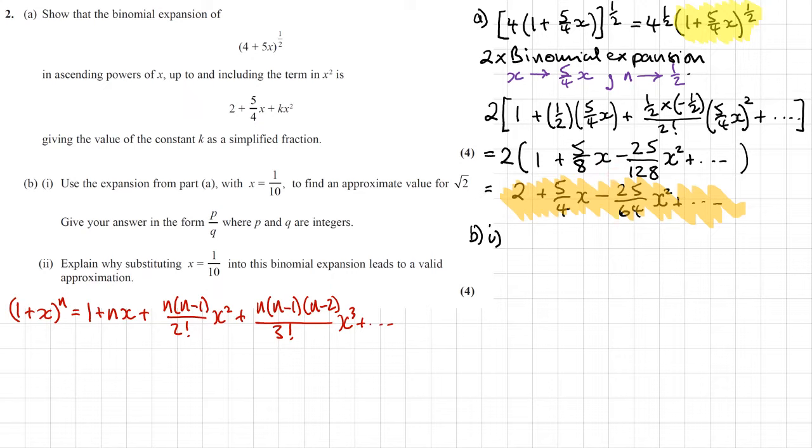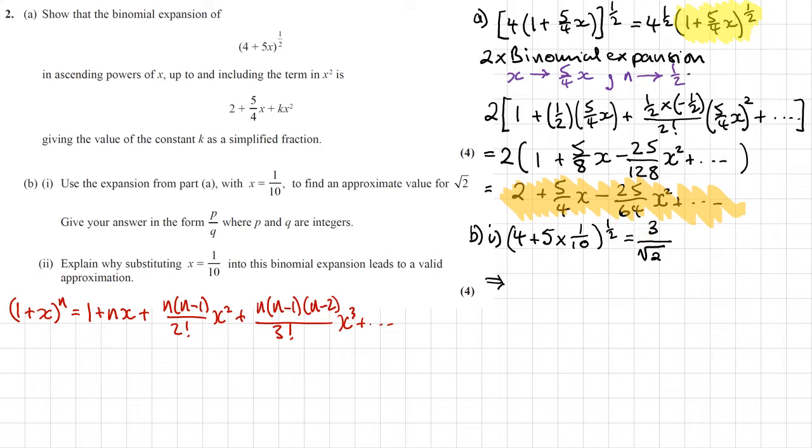Right, so 4 plus 5 times, sorry, not a half, 1 over 10, to the power of a half. Let's see what that gives us. And that gives us 3 over root 2. Okay, so actually putting 1/10 into here doesn't give us root 2, it gives us 3 over root 2. So putting 1/10 for x is going to give us 3 over root 2. We're going to have to rearrange that to make root 2 the subject. It's easy enough to do.